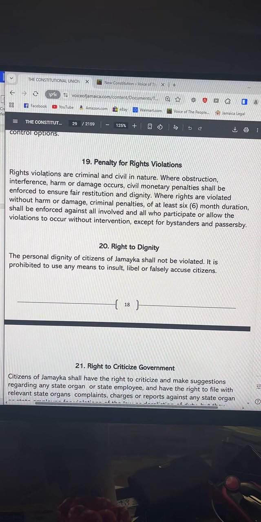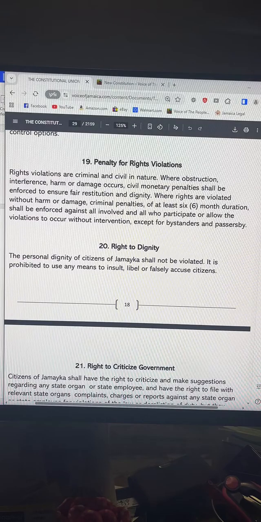So 19, rights violations are criminal and civil in nature. Where obstruction, interference, harm, or damage occurs, civil monetary penalties shall be enforced to ensure fair restitution and dignity. Where rights are violated without harm or damage, criminal penalties of at least 6 months duration shall be enforced against all involved and all who participate or allow the violation to occur without intervention, except for bystanders and passers-by. Right?